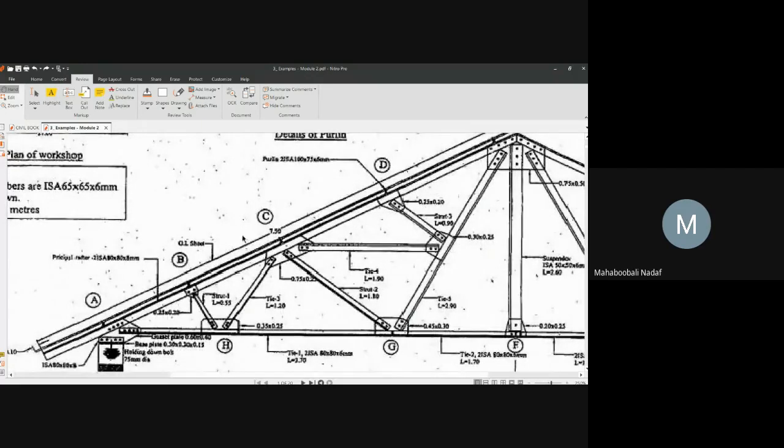What is that member? Can you see this member? Can anyone tell me? Principal rafter. One ISA or two ISA? Two ISA, sir. That means back to back they have been joined. Its size is given. What is this length? Whether that is given in the cross section? No. But we can easily calculate.